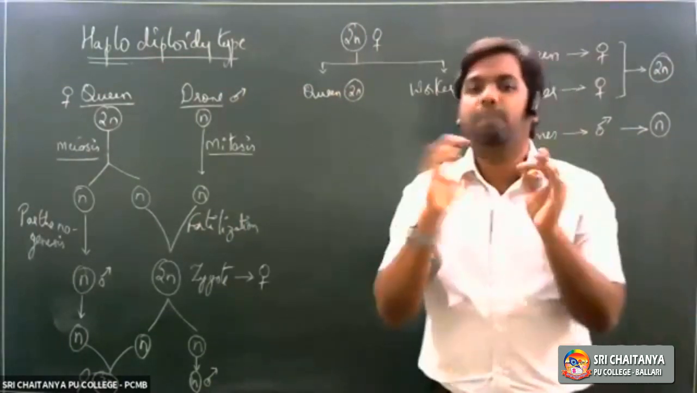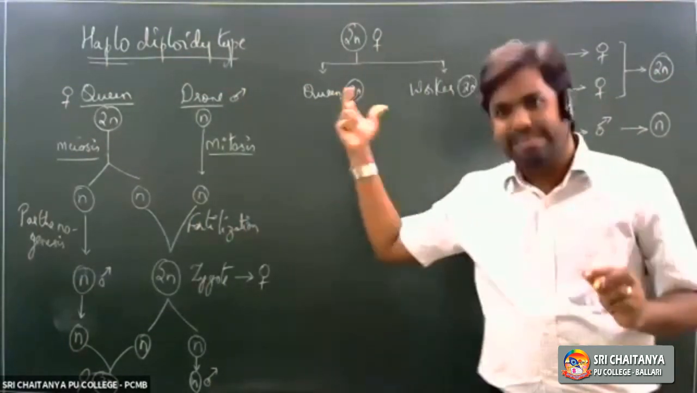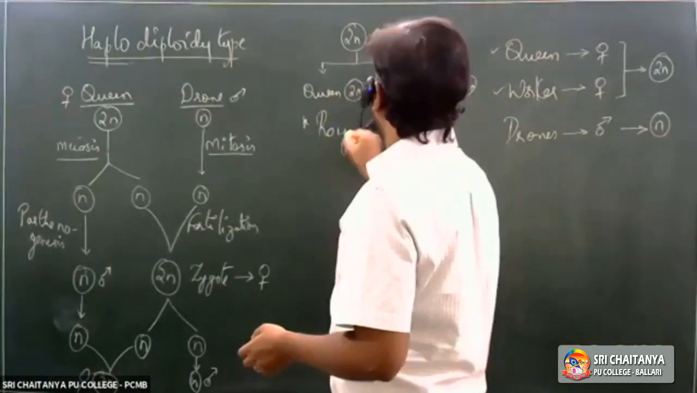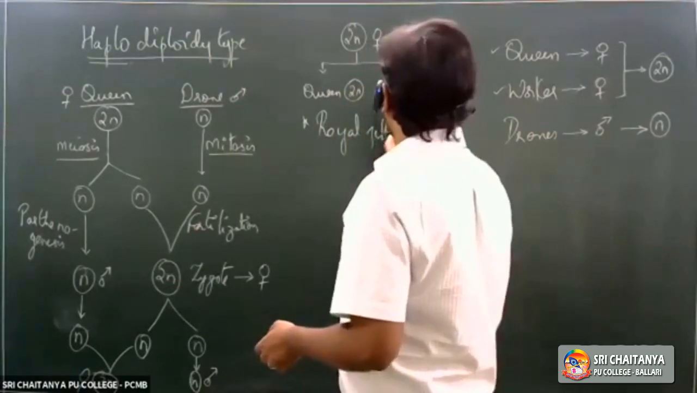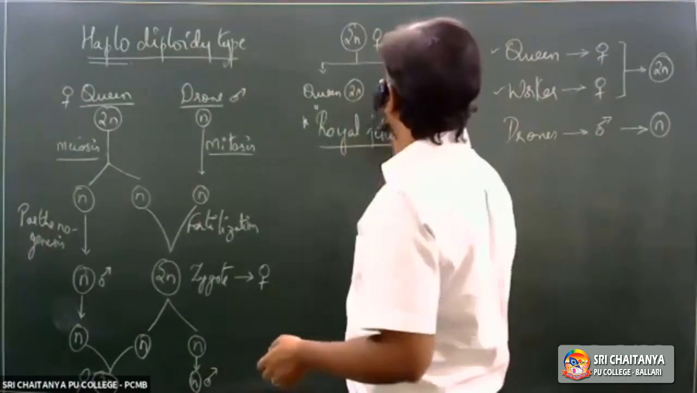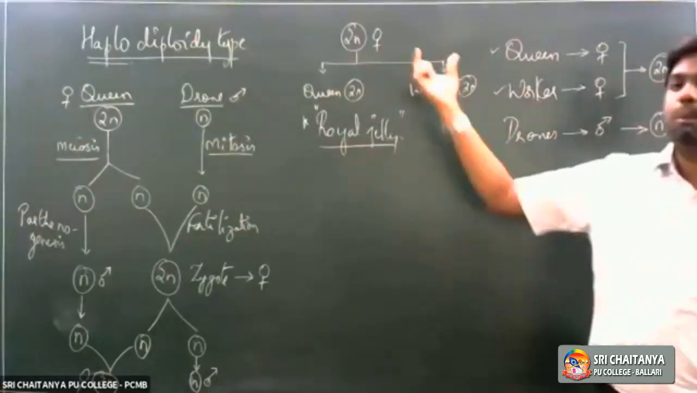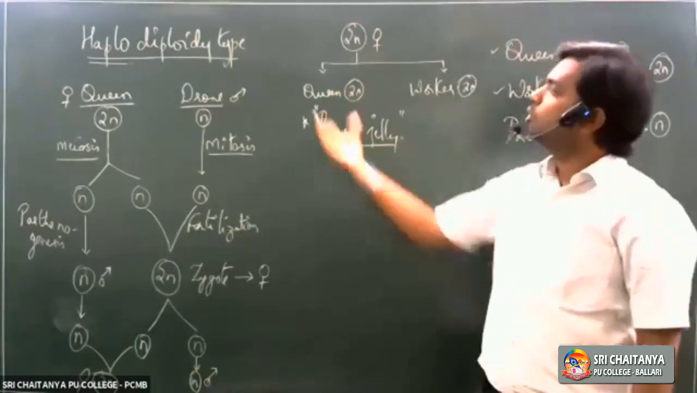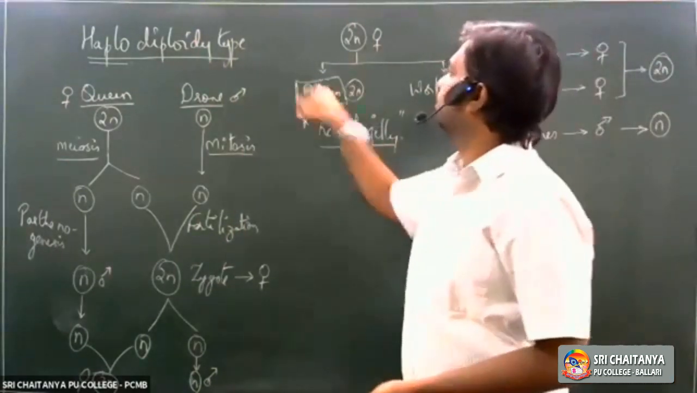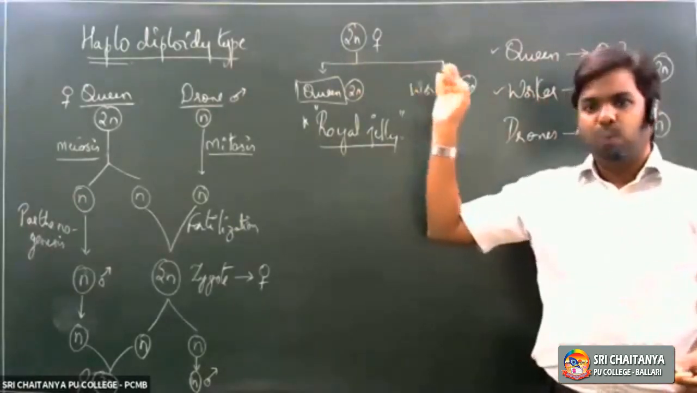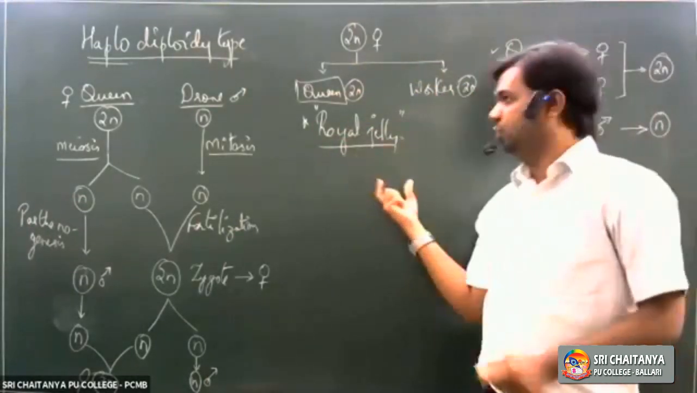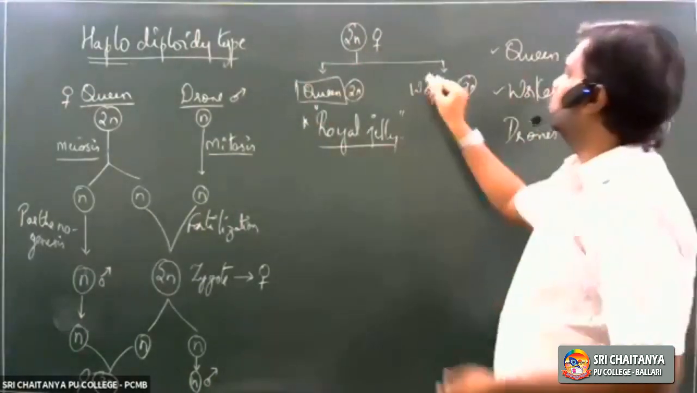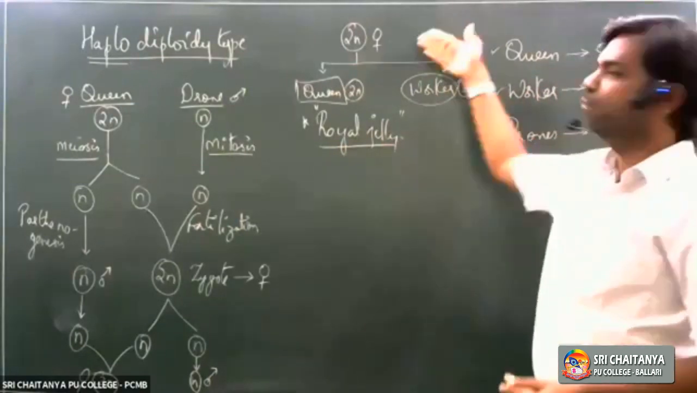Among all the female progeny, one female would be selected, and that female would be fed with something called royal jelly. So the diploid female which is fed with royal jelly will be transformed into a queen, whereas all the other females get transformed into workers.